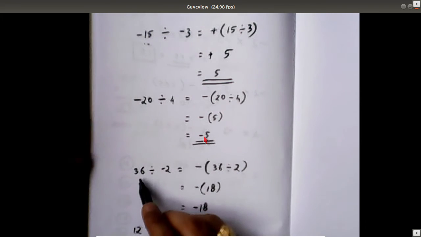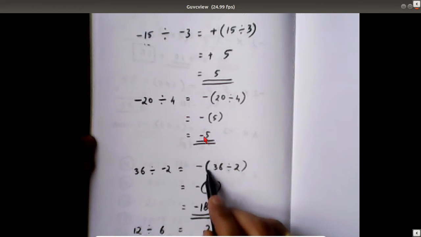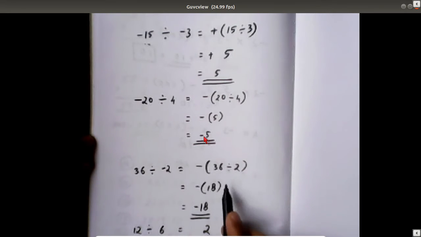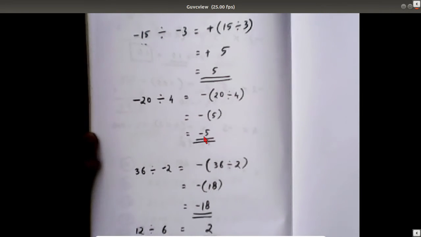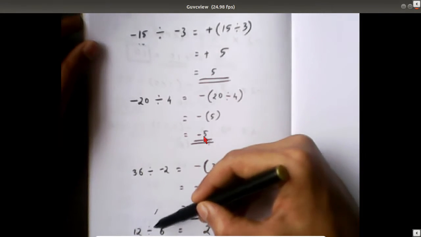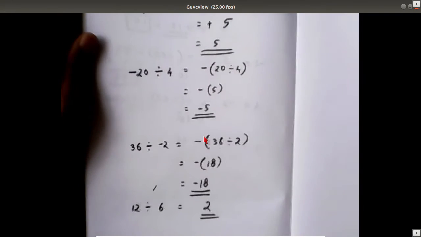And when we divide a positive number with a negative number, that means 36 divided by minus 2 as in this example, the answer is minus outside, 36 divided by 2. 36 divided by 2 we know is 18. You can do it in your rough work if you want to verify this, and the result is minus 18. Now division of two positive numbers, this is something that you've already done several times. So 12 divided by 6 here results in a 2, and this is the answer.